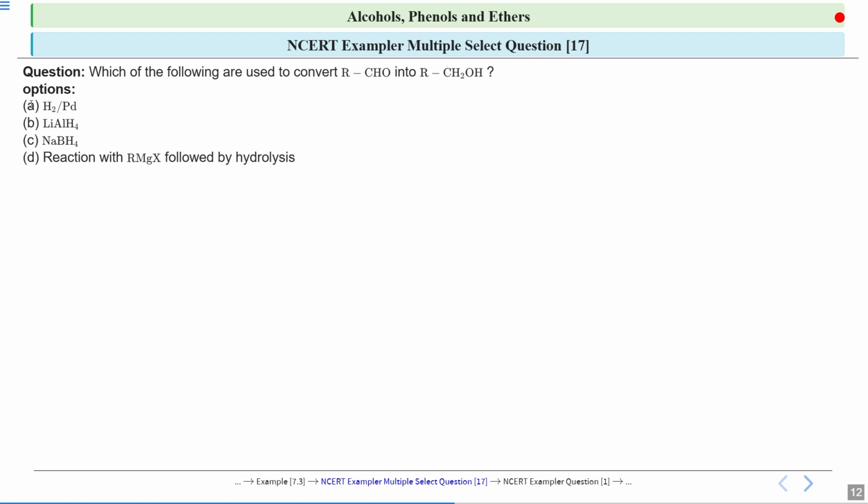Okay. So the first option is H2/Pd. Next is LiAlH4. C is NaBH4 and D is reaction with RMgX followed by hydrolysis. So this is a Grignard reagent followed by hydrolysis. That means you are breaking the compound in the presence of water. So solve this question. I am giving you 30 seconds and then we will discuss the solution.